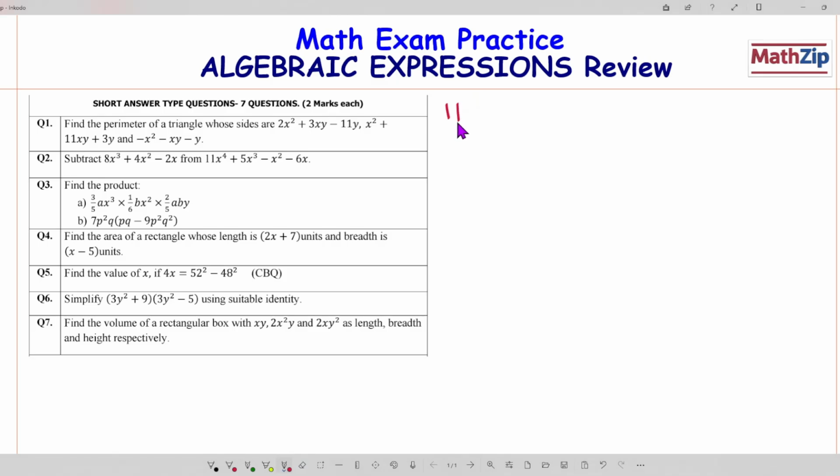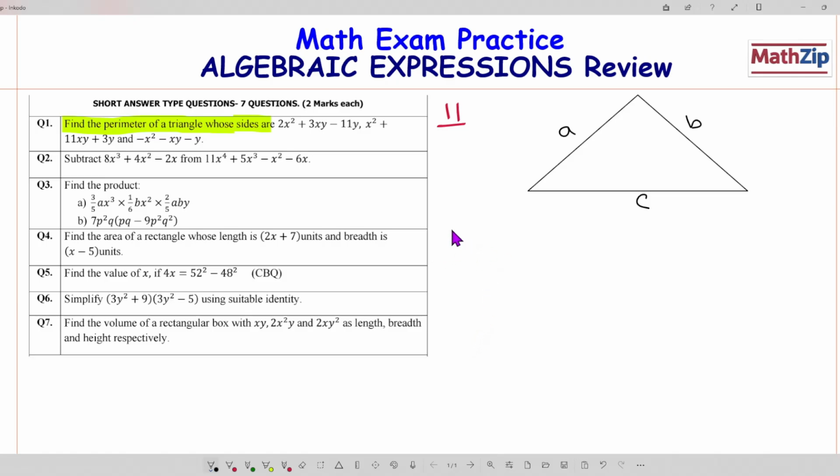First question. Find the perimeter of triangle whose sides are. Before we start this one, we have to know what is perimeter. Look, this is a triangle. So this triangle has three sides. We know every triangle has three sides. Let's say A, B and C.